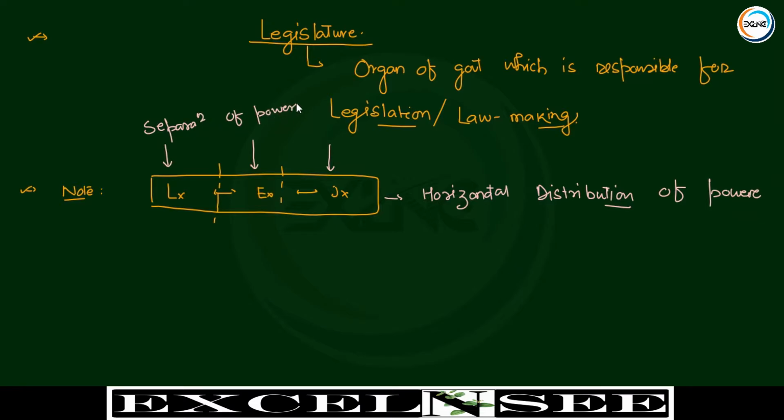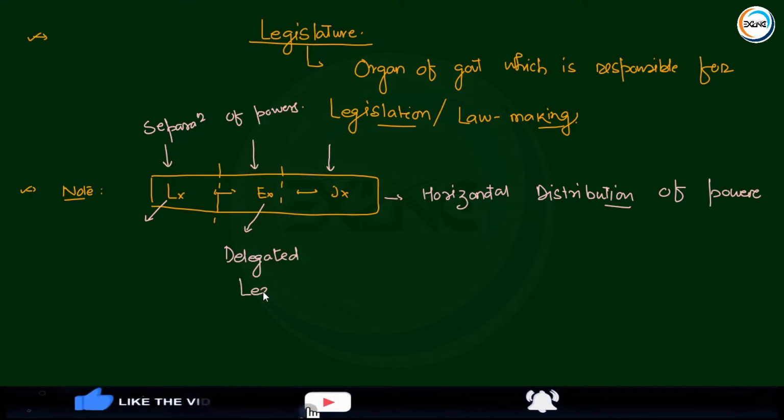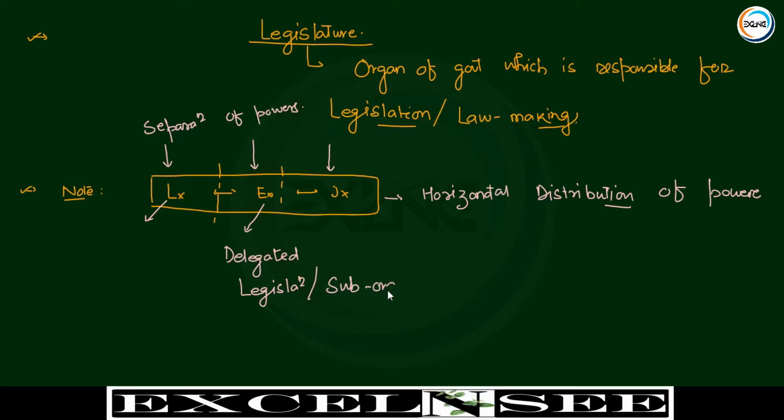These are concepts to remember: legislature is responsible for law making. This means the primary function, the sole function of law making, is of the legislature. But we will see that in the executive domain there is also a provision for law making, that is called delegated legislation, also called subordinate legislation.